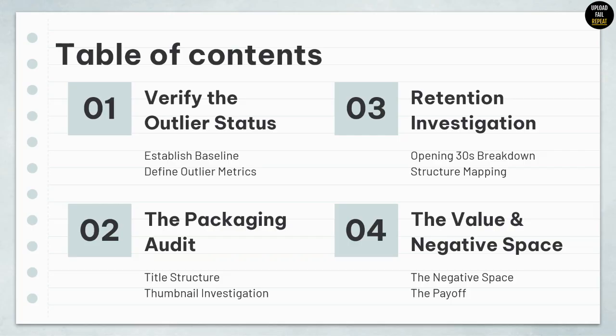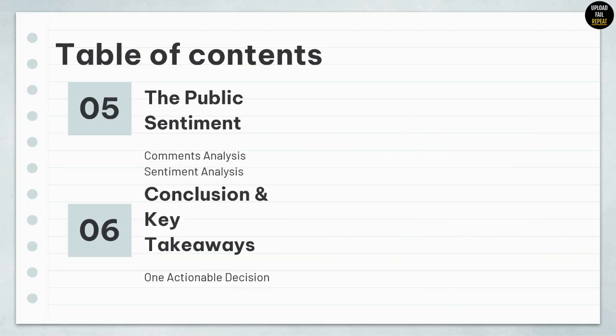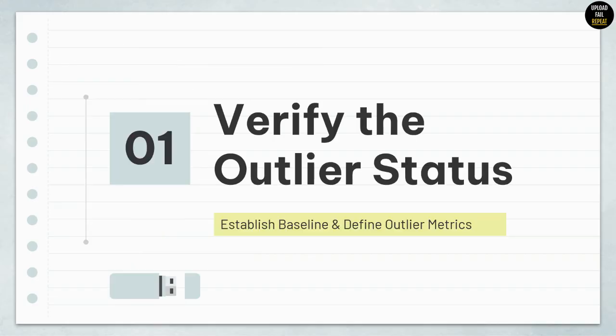I will then review the comments of the video to understand if the audience is aligned with the video itself. Then I will conclude and give you a takeaway, an actionable decision that you can also apply to your own videos. So first, let's define the outlier status by establishing a baseline and defining the outlier metrics.